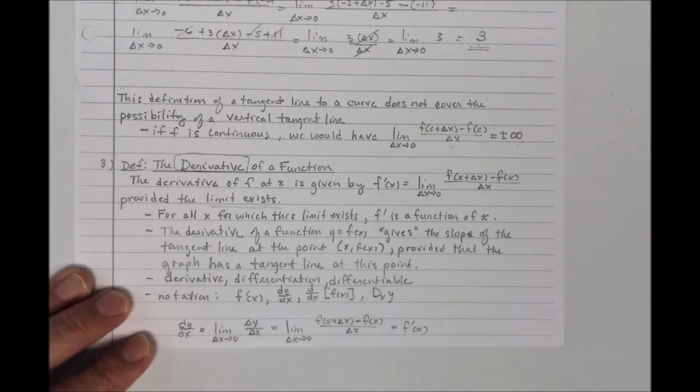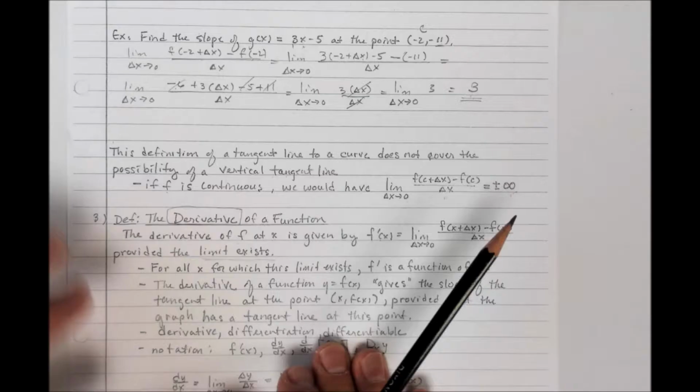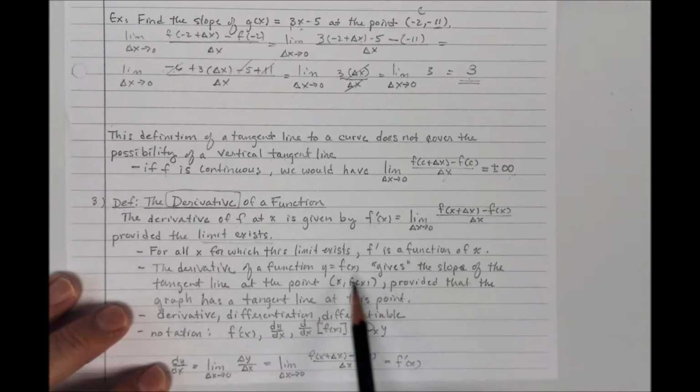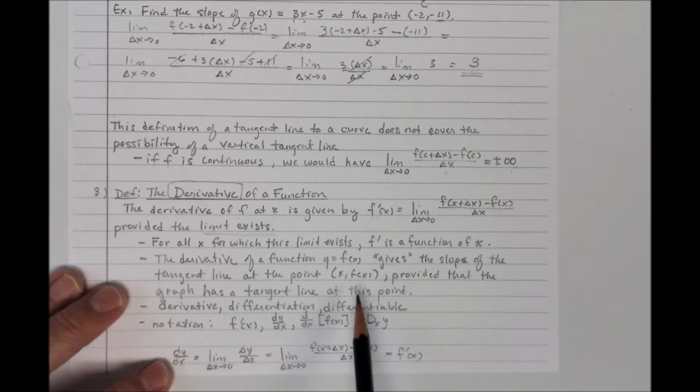Now, in the last couple of examples that I did, we found the slope at one value. This is going to give us a function, f prime, that will allow us to find the slope at any value. All we'll have to do is substitute in for the x.